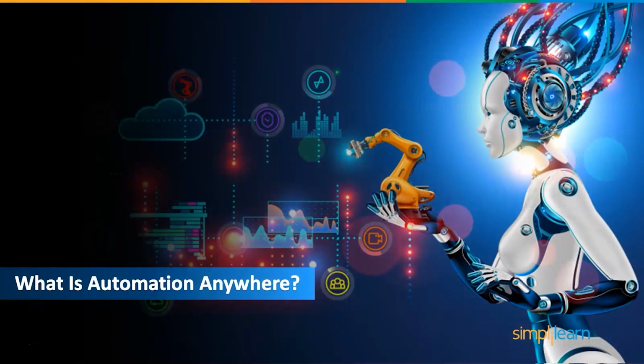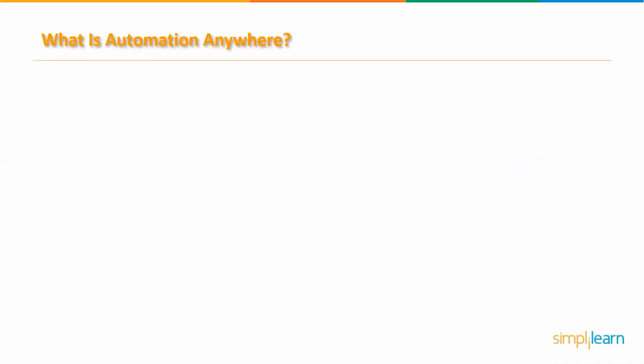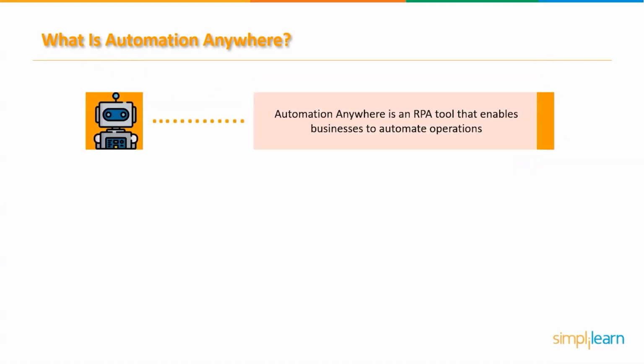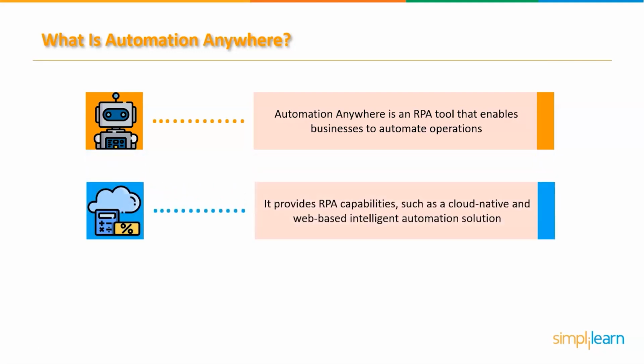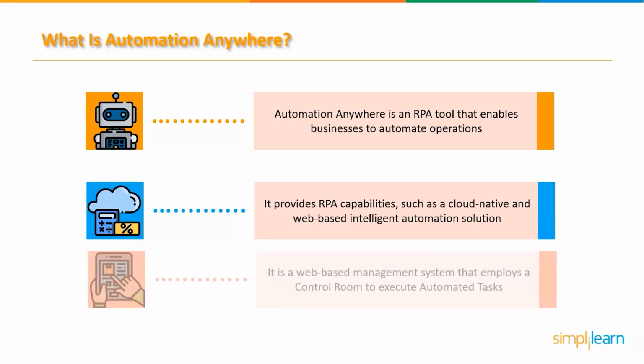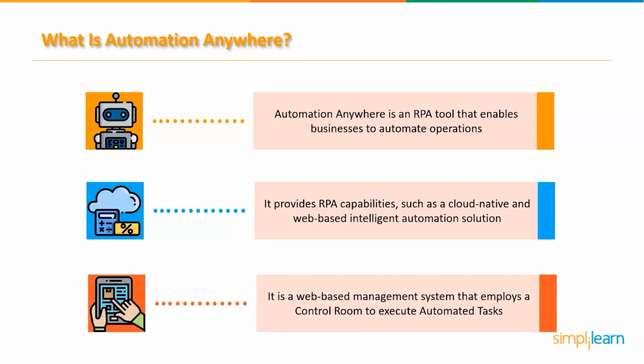What is Automation Anywhere? Automation Anywhere is a well-known robotic process automation tool that enables business to automate end-to-end business operations. Automation Anywhere provides powerful and user-friendly RPA capabilities such as cloud-native, web-based intelligent automation solution for automating any complex task. It is a web-based management system that employs a control room to execute automated tasks. It improves the efficiency of business process and reduces the need for human labor.